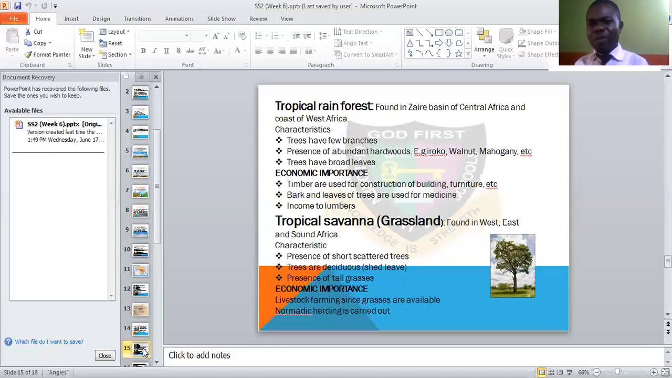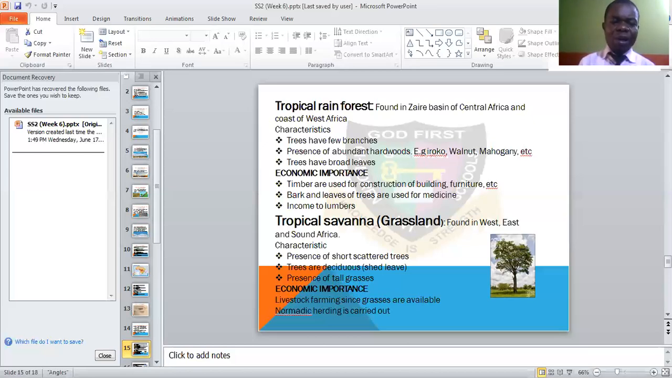You were taught types of wood in JSS. There is the presence of tall grasses. What do you do with these trees and this particular vegetation? Livestock farming is practicable because we have grasses there. Nomadic herding too is carried out, as animals come to feed on those grasses. This is one of the examples of the trees found here. This one is called the iroko tree. The one you are seeing here is an iroko tree found in the tropical rainforest of Africa.